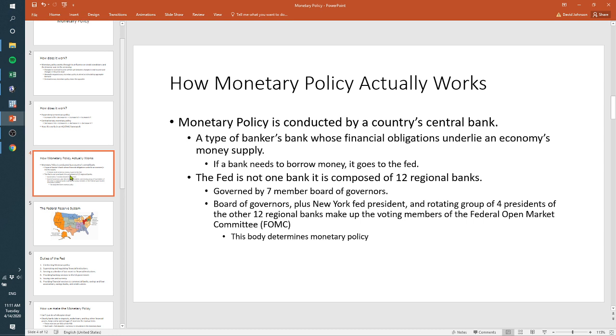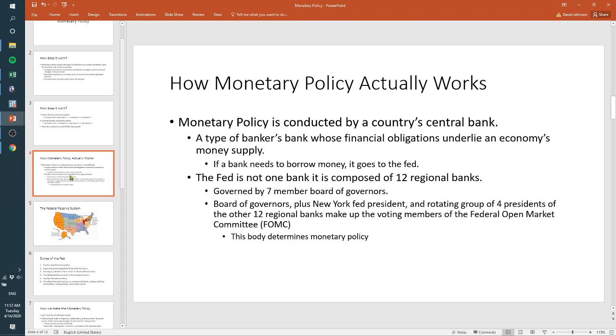All right, so it's also helpful to think about the Fed as not one bank, but like a regional bank that has 12 regions, and the direction of the Fed is controlled by seven board of governors, plus the New York Fed president, along with a rotating group of four presidents of the other 11 regional banks. And this makes up the decision-making body that determines the monetary policy.